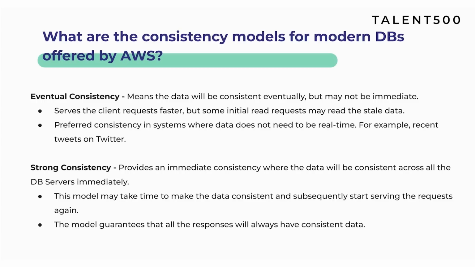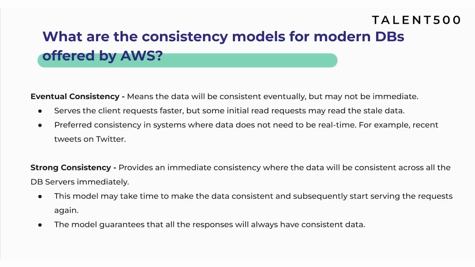Now how is this consistency advantageous? We need to mention a few points around that as well. Basically it helps us serve requests faster. It may be possible that the initial few requests could be stale or return older data, but eventually things will become consistent. It is preferred in applications where real-time data is not required, as I already mentioned, tweets on Twitter or post notifications on Facebook.